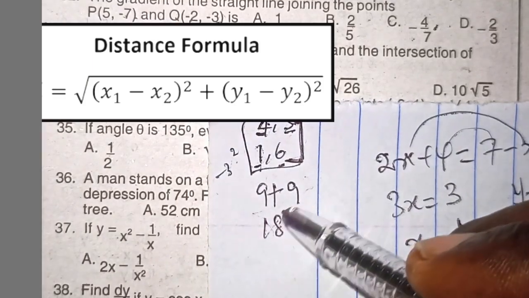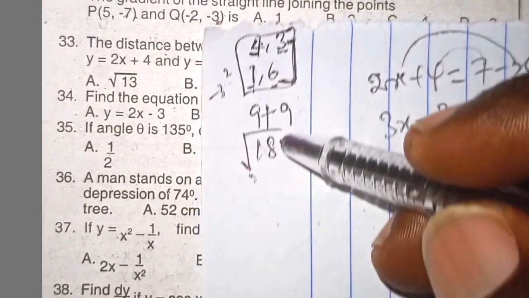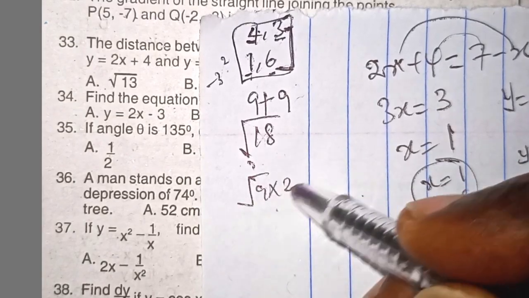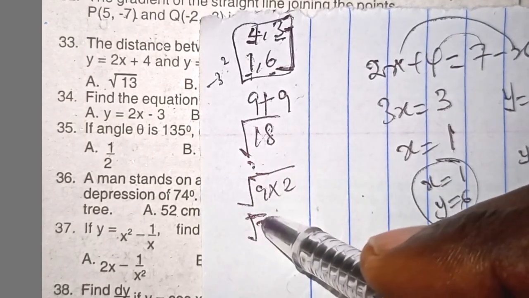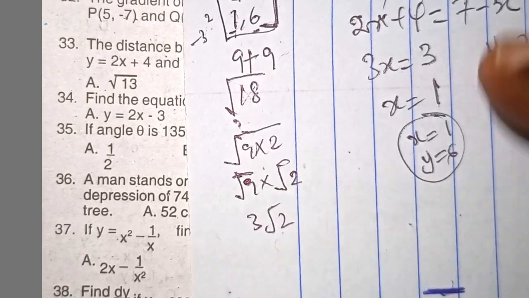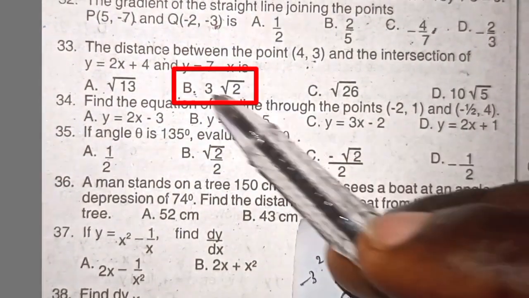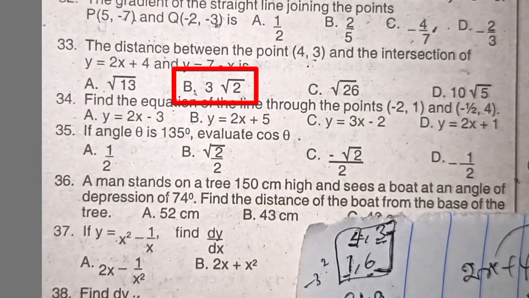Now, since 9 plus 9 is 18, take the square root of the answer. Square root of 18 in short form, you can write it as root of 9 times 2. So that will be root of 9 times root of 2, which is the same thing as 3 root 2. So the answer is 3 root 2. So you can go to your options and you see there, that's 3 root 2. Okay, I hope you get it.